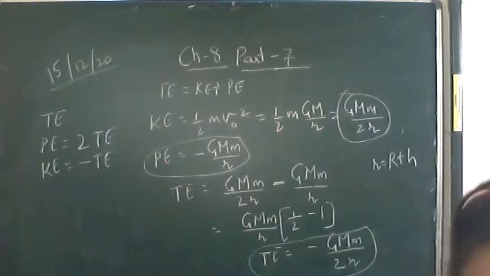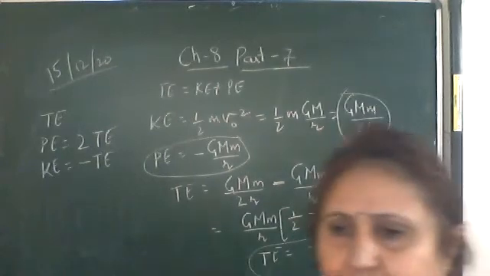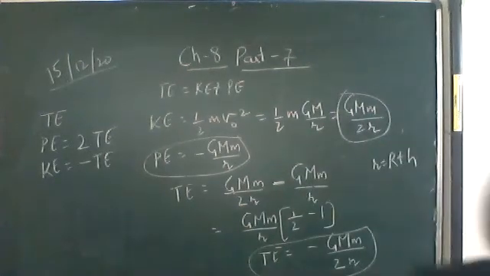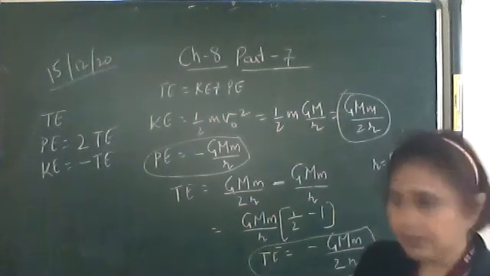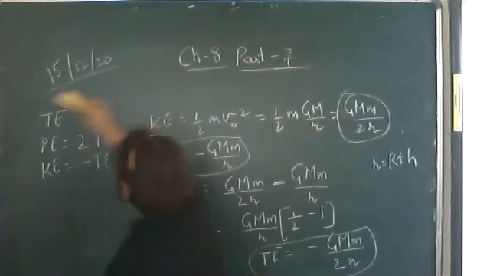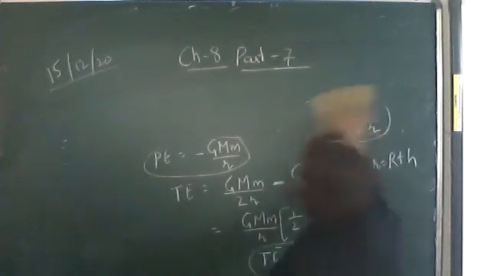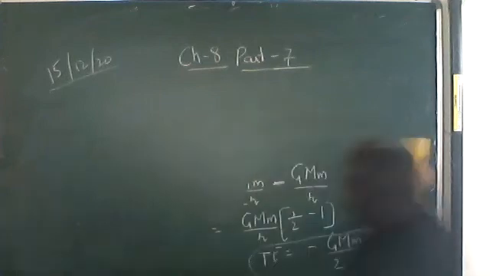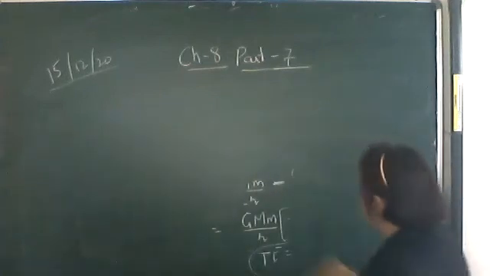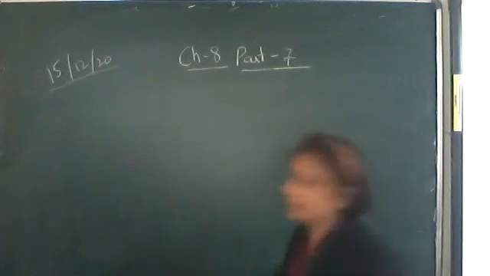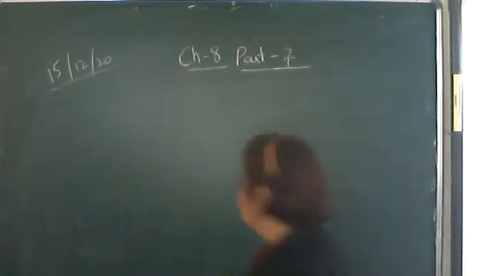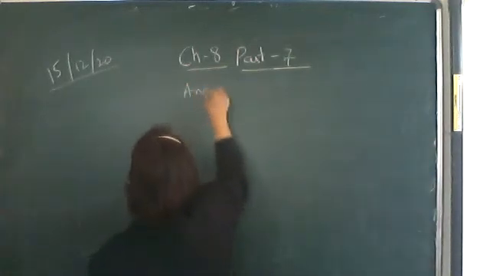Okay, write the next term related to satellite. Three terms we have already studied. Now the next one, angular momentum of satellite. Angular momentum we know is equal to linear momentum into the distance, that is p into r. P is how much? mv. So angular momentum of satellite.